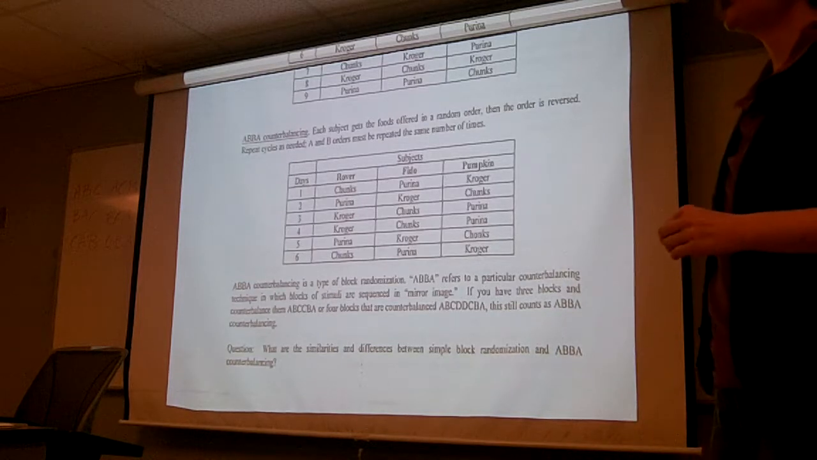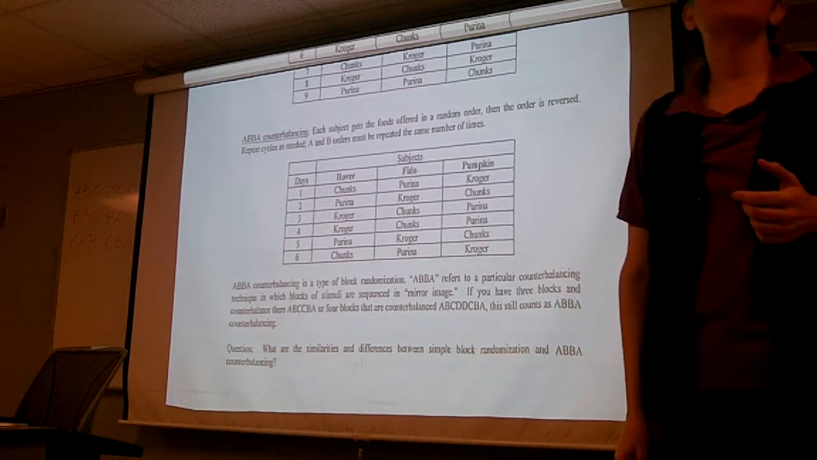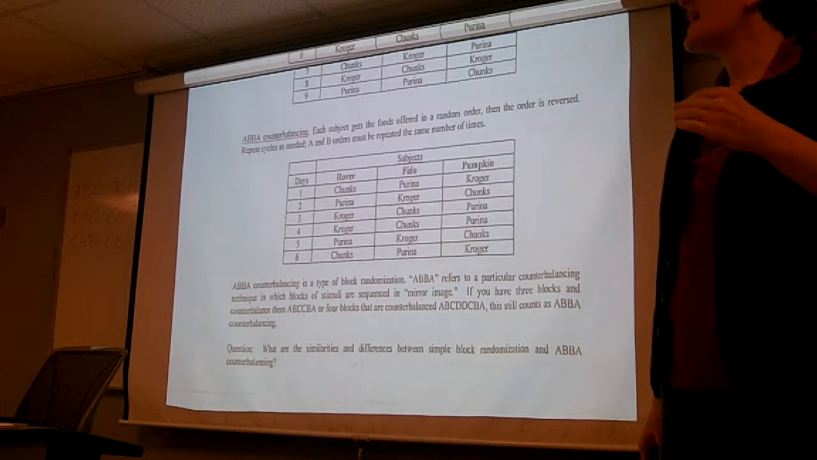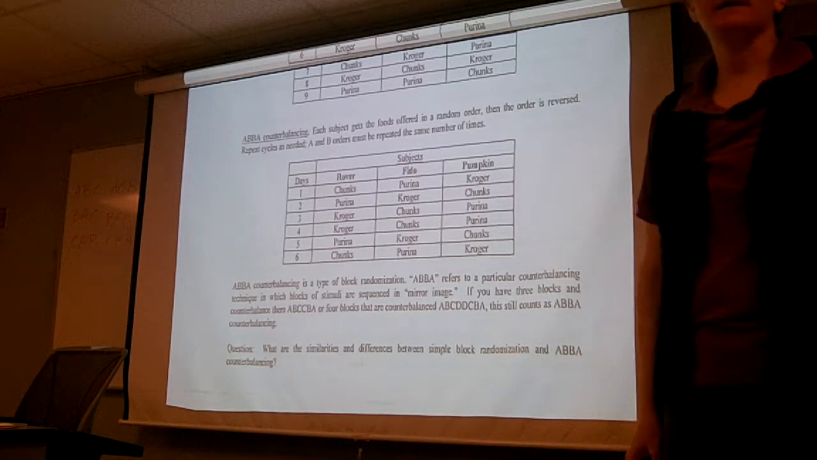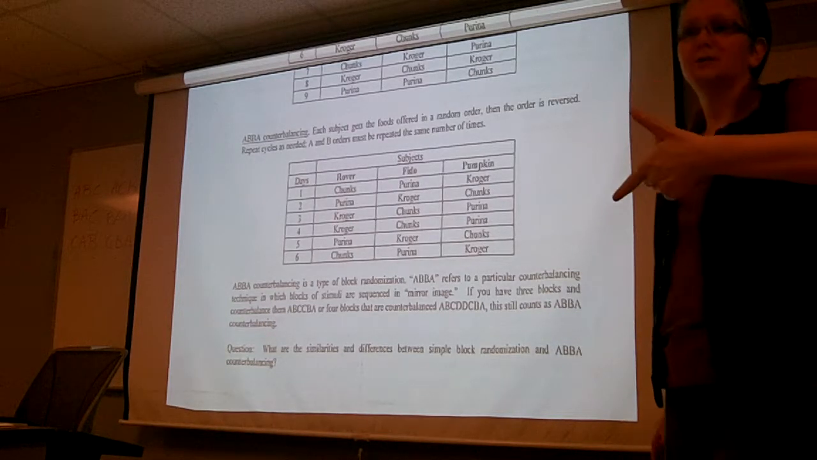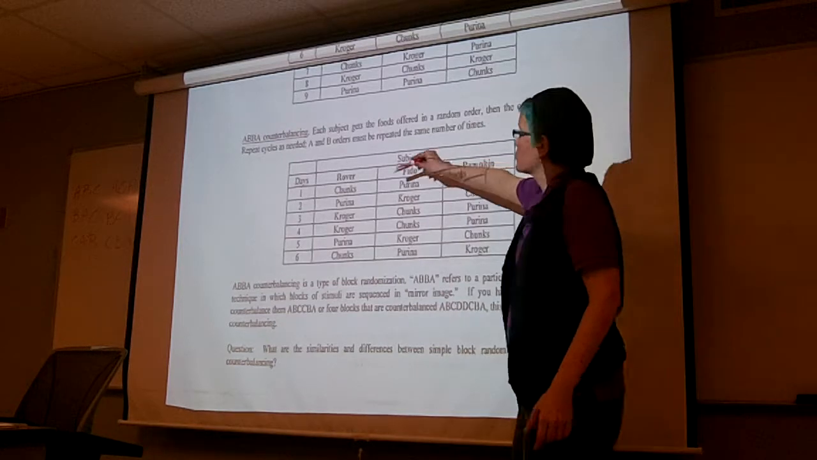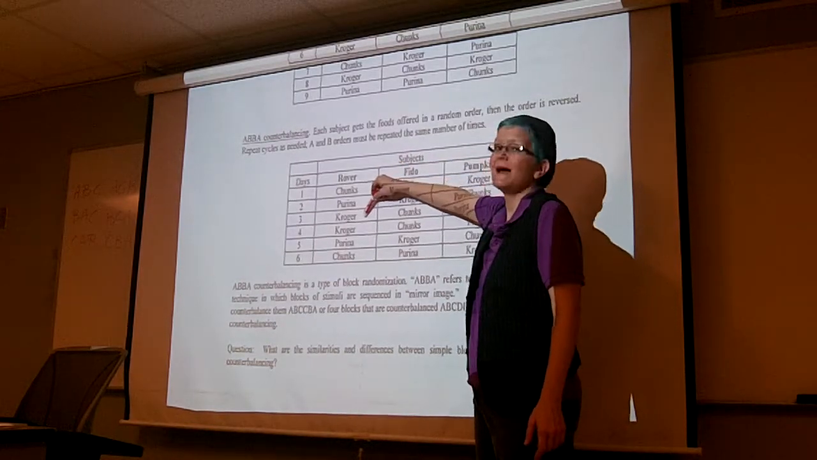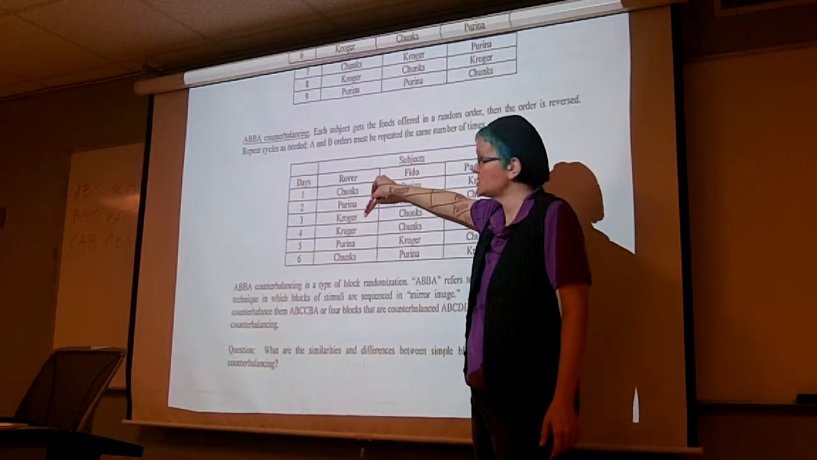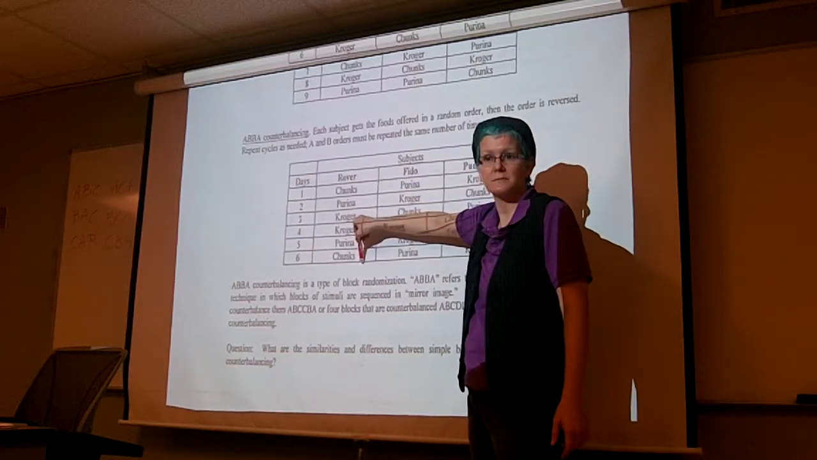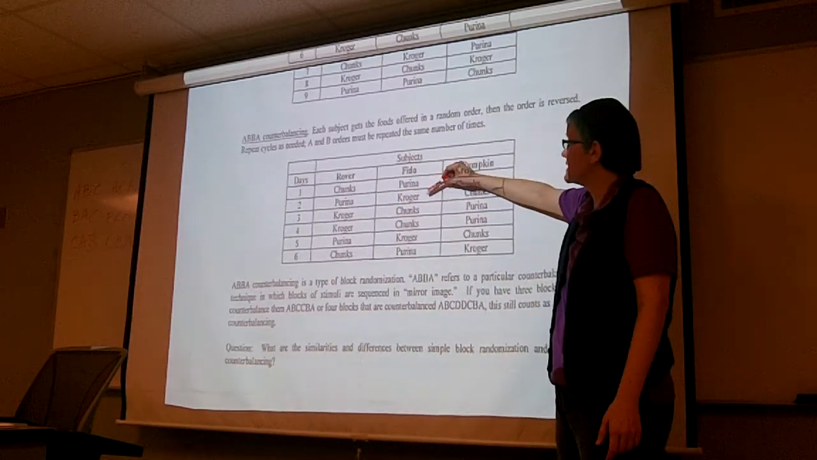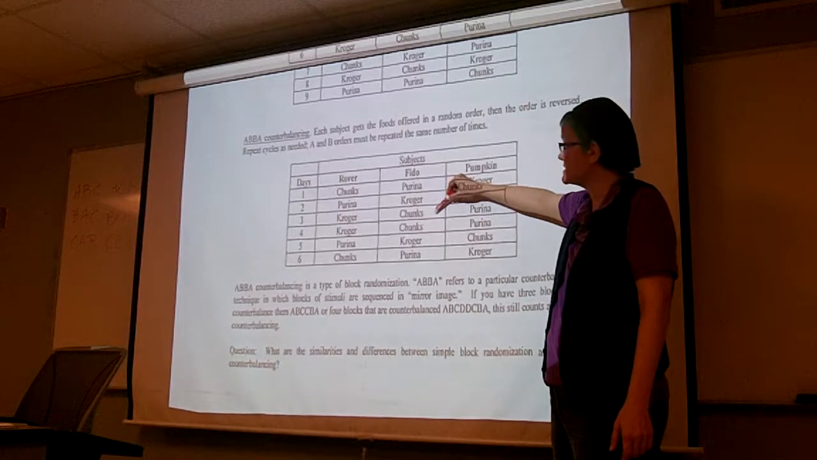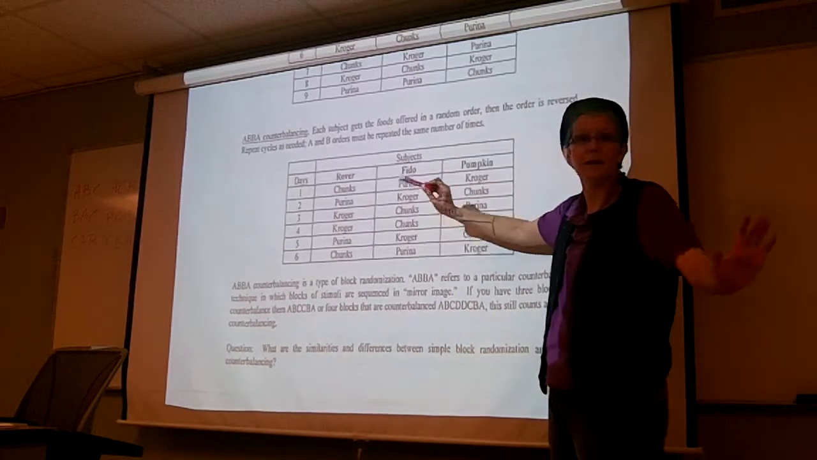Once I've made that selection about what order they're going to experience the conditions in the first time, that dictates what the second order will be. All I do is put it in reverse. So if Rover got Chunks, Purina, Kroger, that means his second presentation of the conditions will be Kroger, Purina, Chunks. Fido gets Purina, Kroger, Chunks, that means his second presentation will be Chunks, Kroger, Purina, automatically.